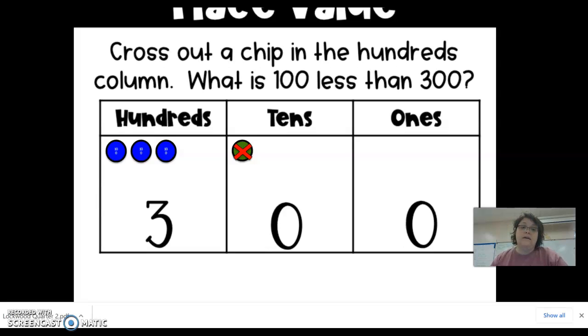Okay, now it says, what is 100 less than 300? I look at the hundreds place and I cross off 100 because it's what is 100 less. All right, how many hundreds are left? 2. My answer is 200.